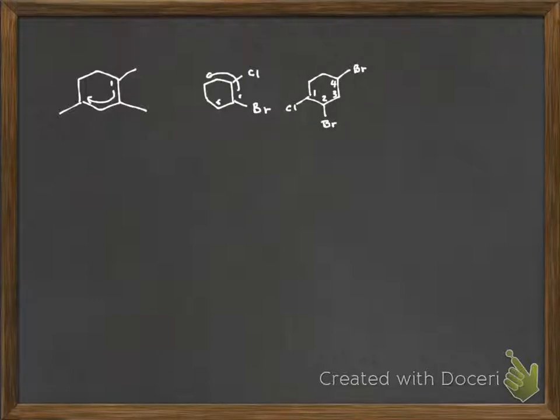One thing I didn't mention, but I hope it was sort of clear in the examples I chose before: the prefixes di, tri, tetra, penta are not part of the alphabetization. It's just the name of the substituent that we alphabetize, okay?